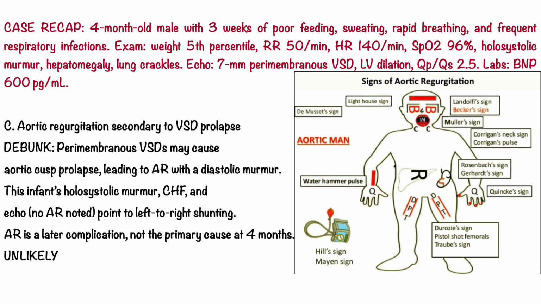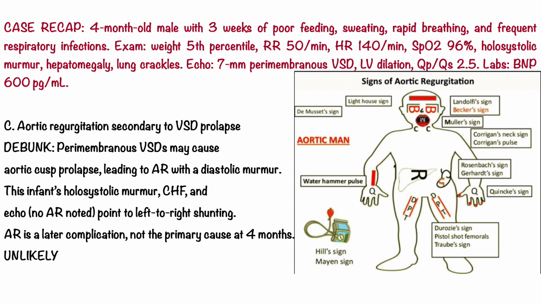And the third option we have is aortic regurgitation secondary to VSD prolapse. Perimembranous VSDs may cause aortic cusp prolapse, leading to aortic regurgitation with a diastolic murmur, right? It can occur, but this infant's holosystolic murmur, congestive heart failure, and echo, where there is no aortic regurgitation noted, point to left to right shunting. Also, aortic regurgitation is a later complication, not the primary cause at 4 months, so it is very unlikely.